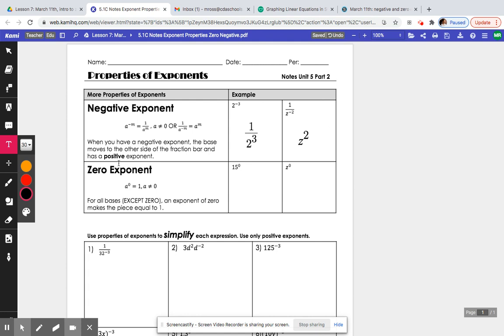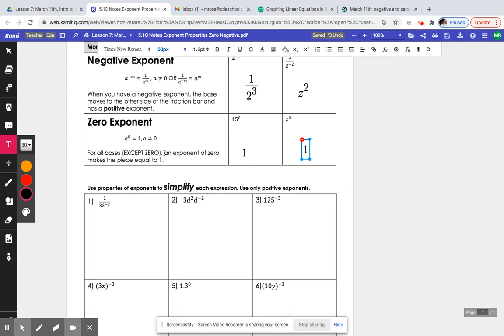With zero, this one's pretty easy, because a to the 0 power is always 1, as long as a does not equal 0. For all bases except 0, an exponent of 0 makes the expression equal to 1. So 15 to the 0 power is literally 1. Z to the 0 power, again, is just 1. Anytime you have a 0 exponent, it's automatically 1.